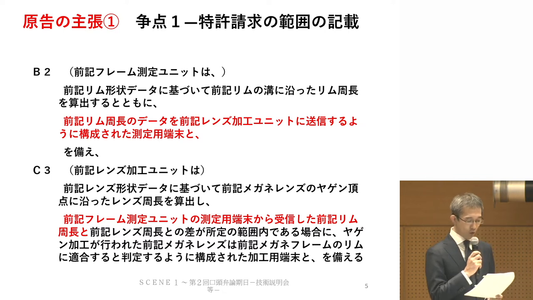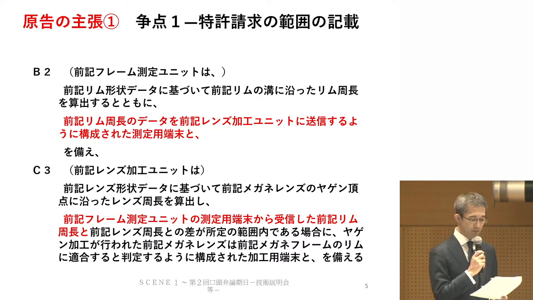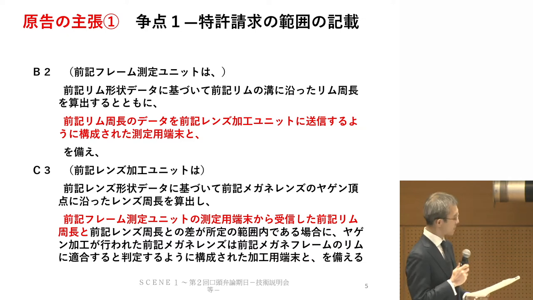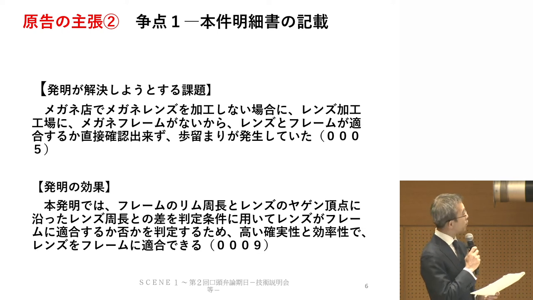In other words, in this invention, the measurement terminal included in element B, the frame measurement unit, needs to measure a limb circumferential length and transmit the value to element C, the lens edging unit.